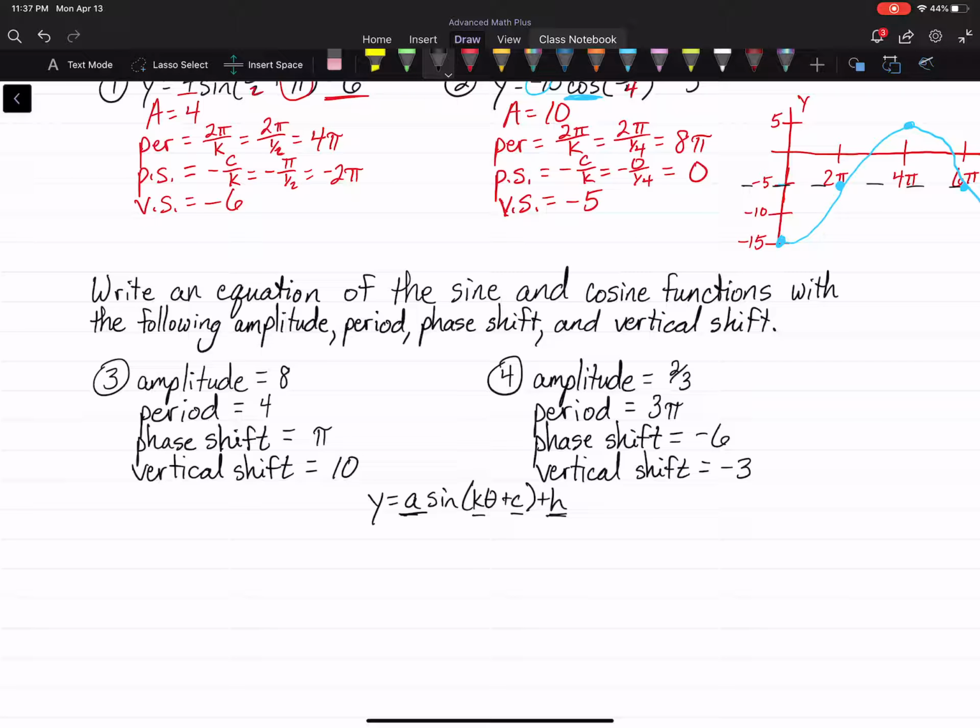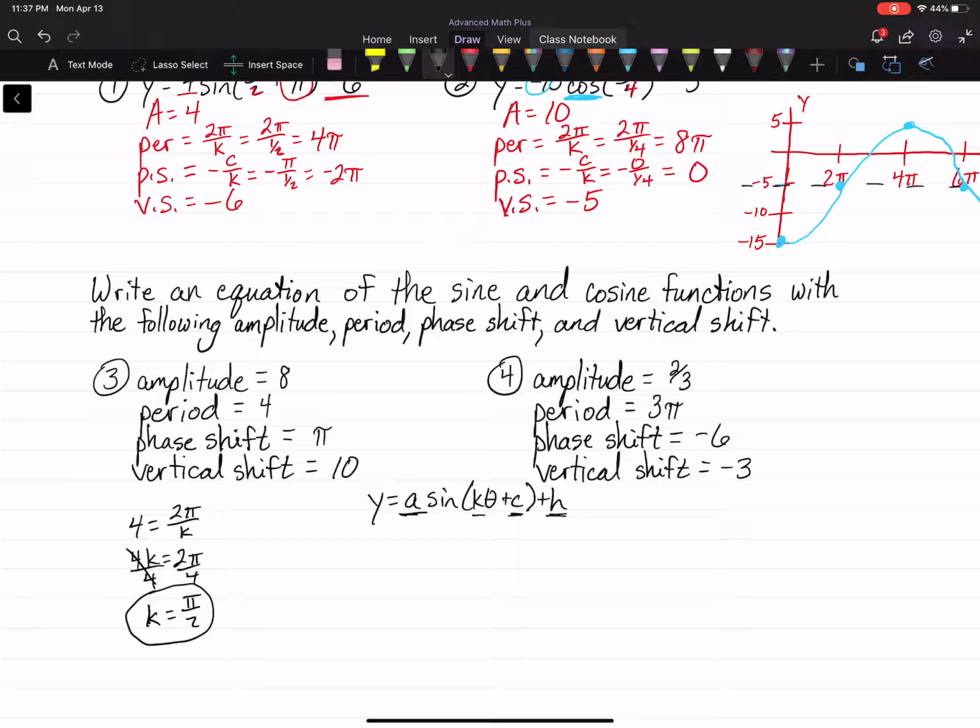So to get K, I know the period, which my period is 4. It's equal to 2 pi over K. And now we can find K. We're going to cross multiply. 4K will be 2 pi. Divide by 4. K is pi over 2. So there's my K. So now I got 3 out of the 4 letters I need to write the equation.